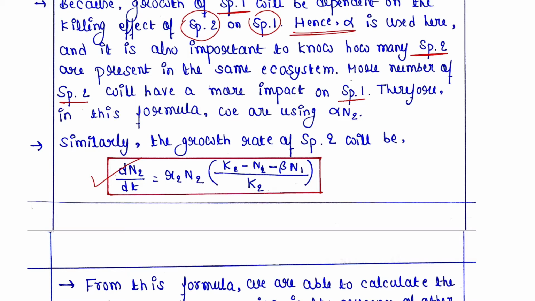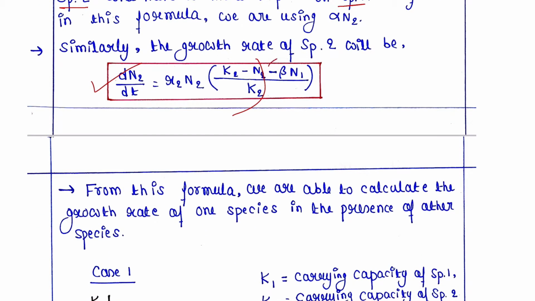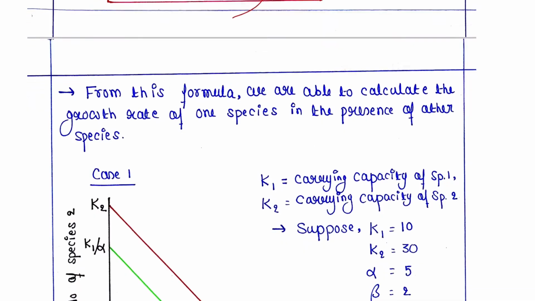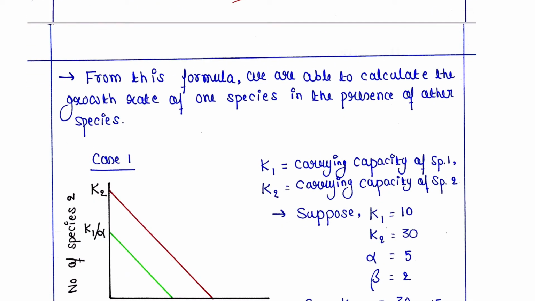Similarly, the growth rate of species 2 will be this. Here also till this part the equation will remain same and only minus beta N1 is added. So here also beta means beta 2 1. So the killing effect of 1 on 2 will be considered, and how many species 1 are present here, that would be considered. So that is N1. That's why I have made beta N1 here. So I have written extra minus beta N1. From this formula we are able to calculate the growth rate of one species in the presence of other species.